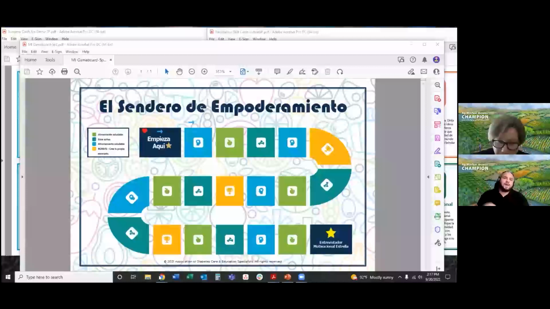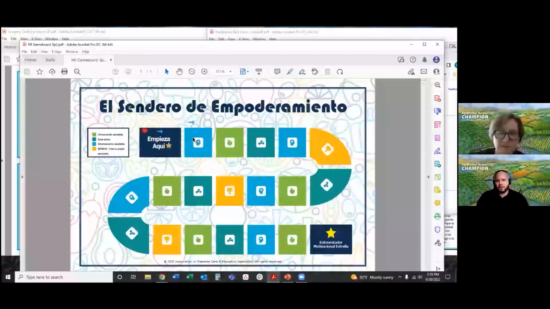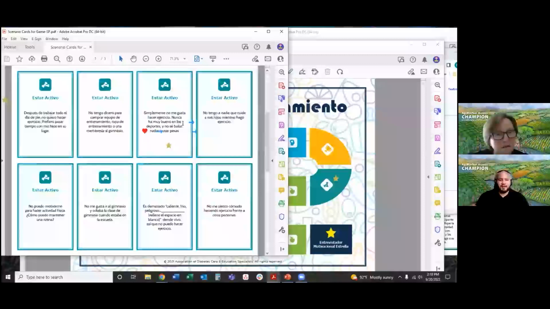So then we go to the die, and we're going to roll the die. This virtual die. Seis. All right, 6, we got a 6. So the star icon is going to move forward 6 spaces. And this is exercise. Yes, exercise. So let's look at the first exercise scenario, and Maria is going to assign a technique.